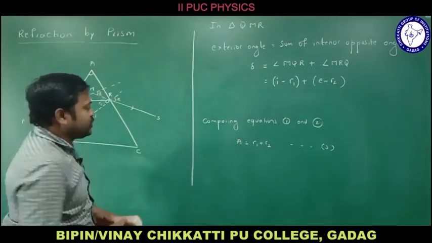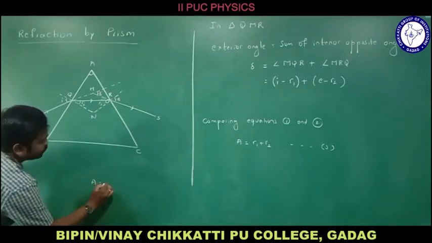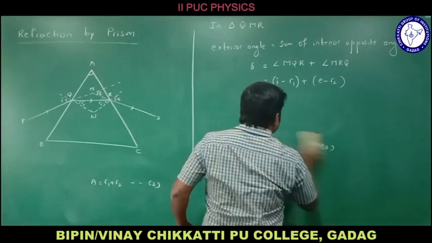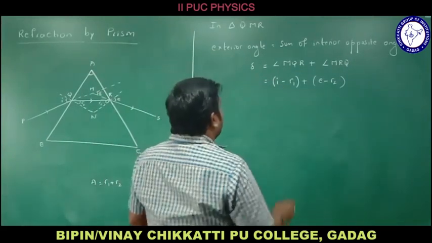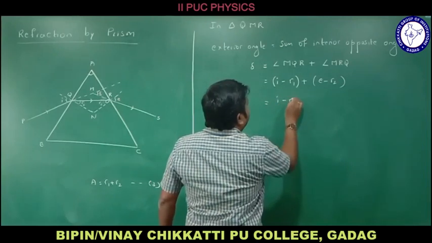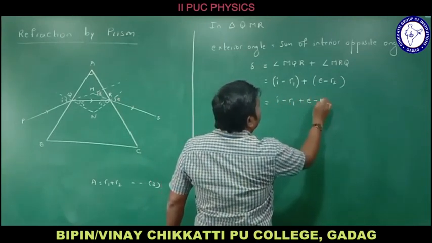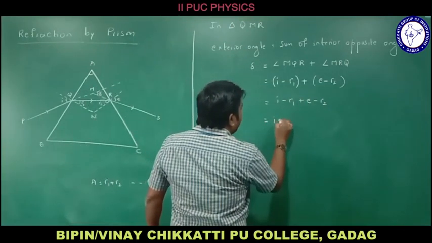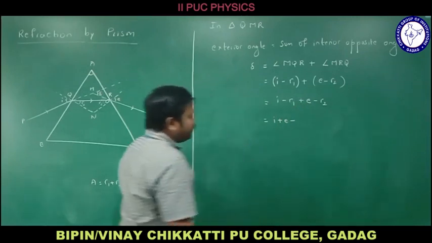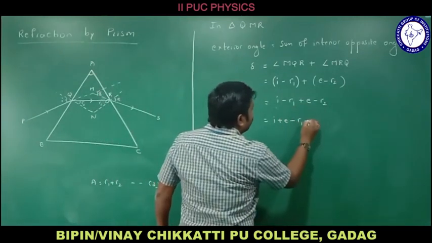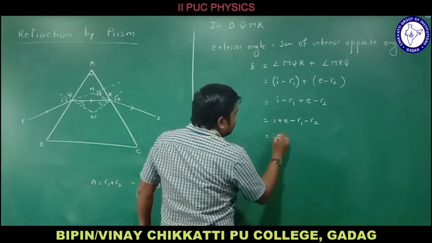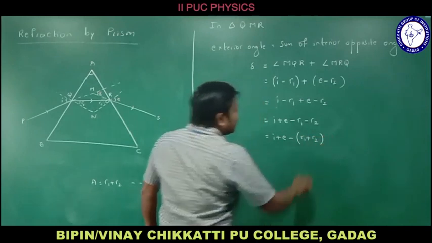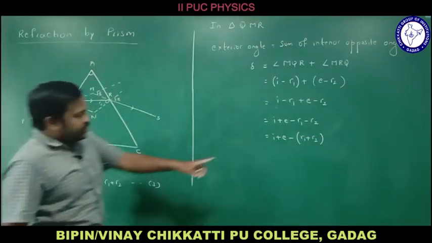Okay, now let me go ahead. Let me simplify that. We got equation 3, that is R1 plus R2. I need some space for the calculation. What do I get here? Delta is equal to I minus R1 plus E minus R2. Shall I bring I and E one side? So minus of R1 minus R2. I plus E minus, if I take into the bracket, we will be getting R1 plus R2.